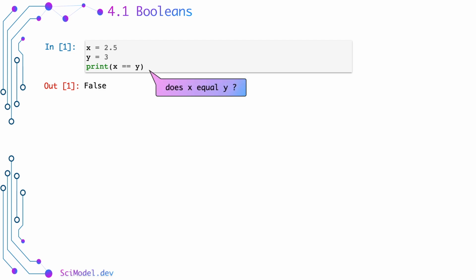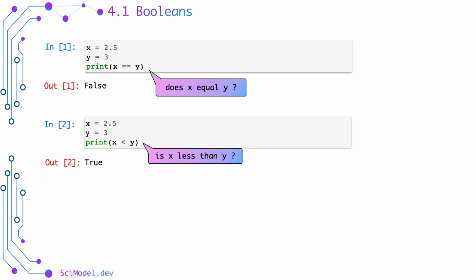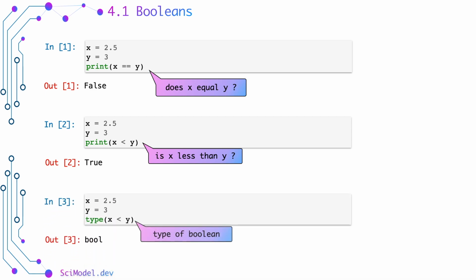Now, in this example, you see that when we check if x is equal to y using the equality operator, the output is false, meaning that x does not equal y. Another example would be to check if x is less than y. Indeed, x is less than y, so the output of this Boolean expression is true. Booleans have a bool data type. You can check this by writing type of x less than y or any other Boolean expression.